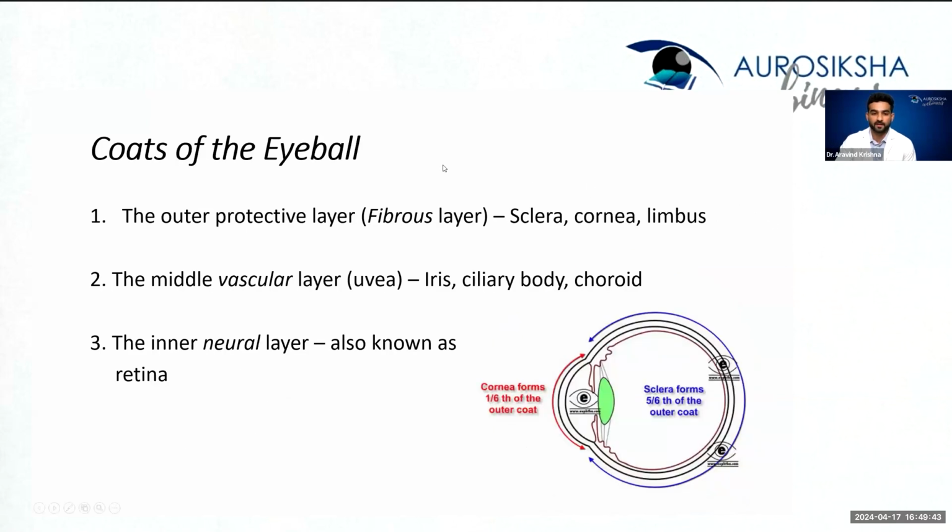Coming to the coats of the eyeball. You can imagine the eyeball to be like an orange, which has layers, and we're going to peel each one and study it. The outermost protective layer is called the fibrous layer, which is composed of the sclera, the cornea, and the limbus. The middle vascular layer is the uvea, which is composed of the iris, ciliary body, and choroid. The innermost important layer is the neural layer, also known as the retina.